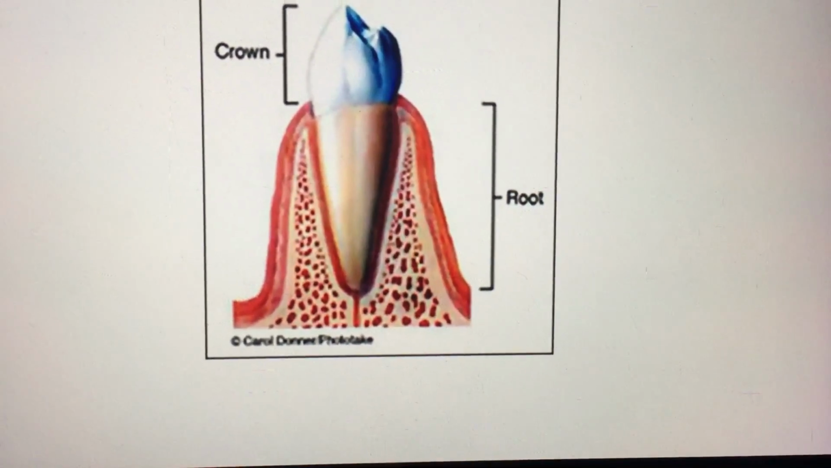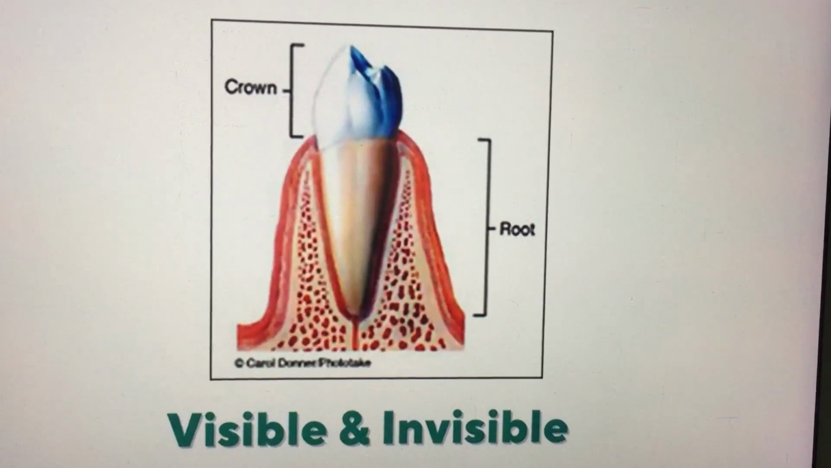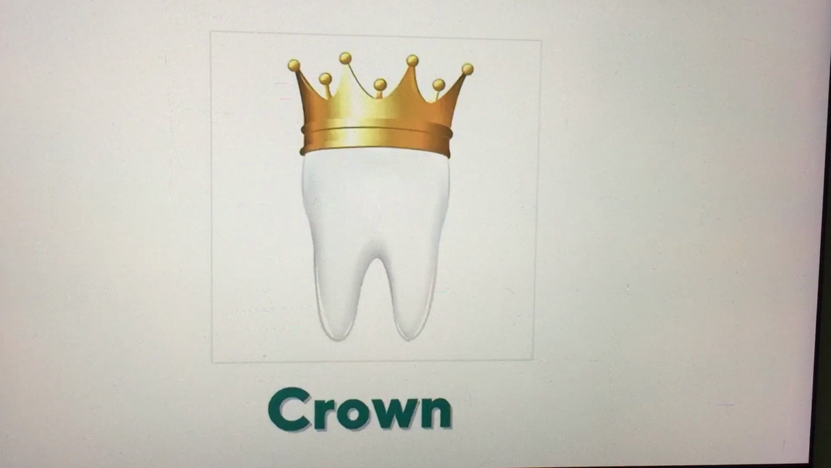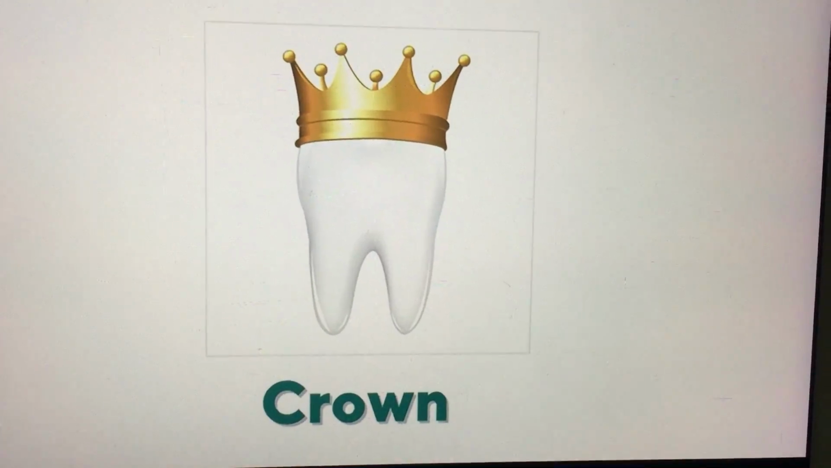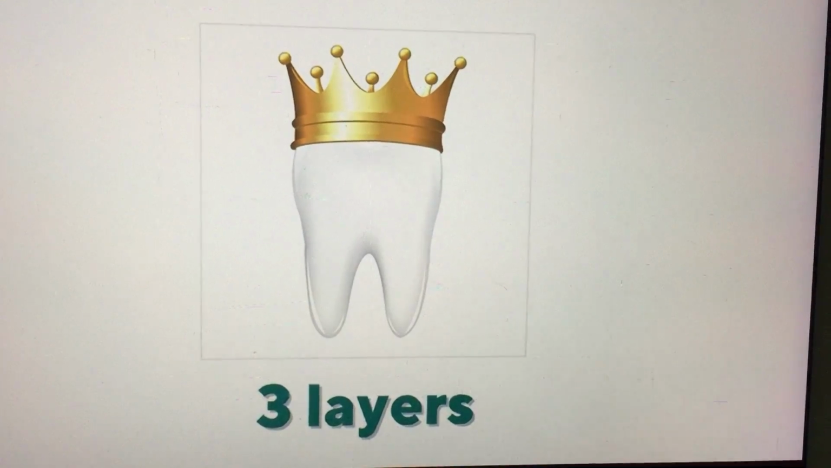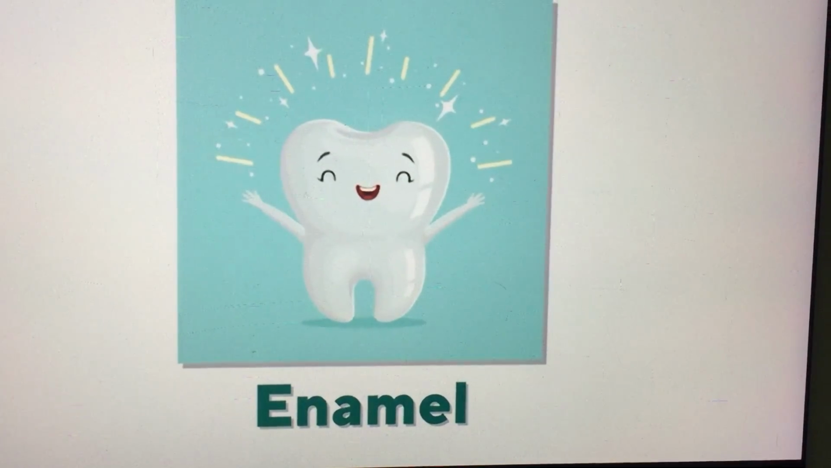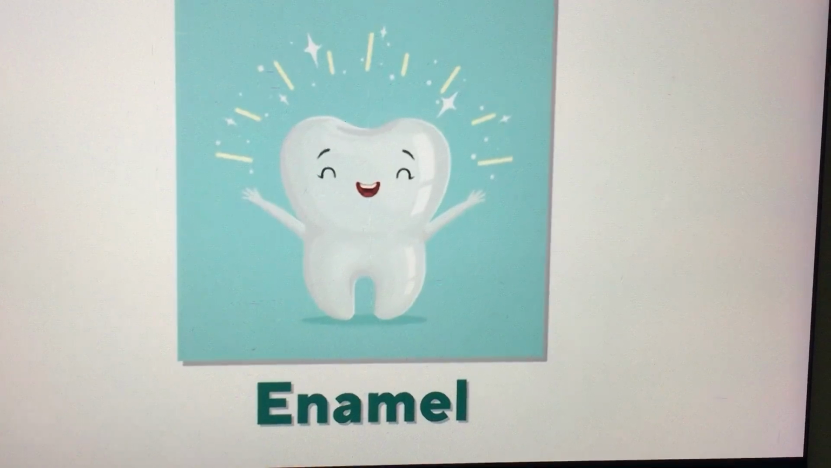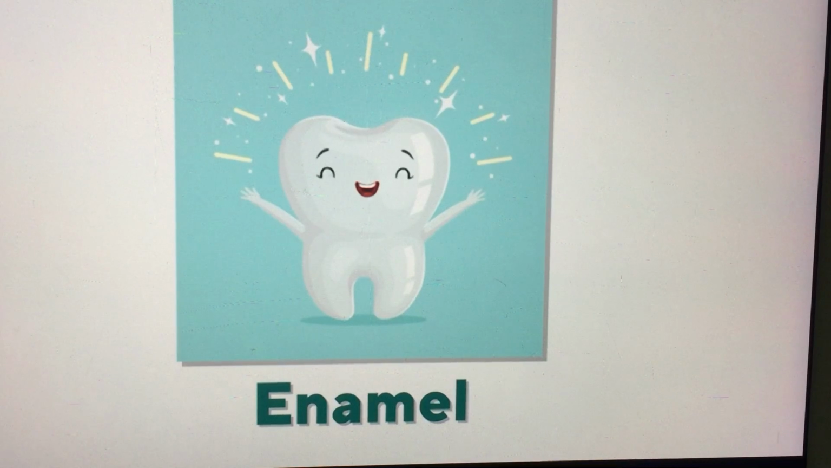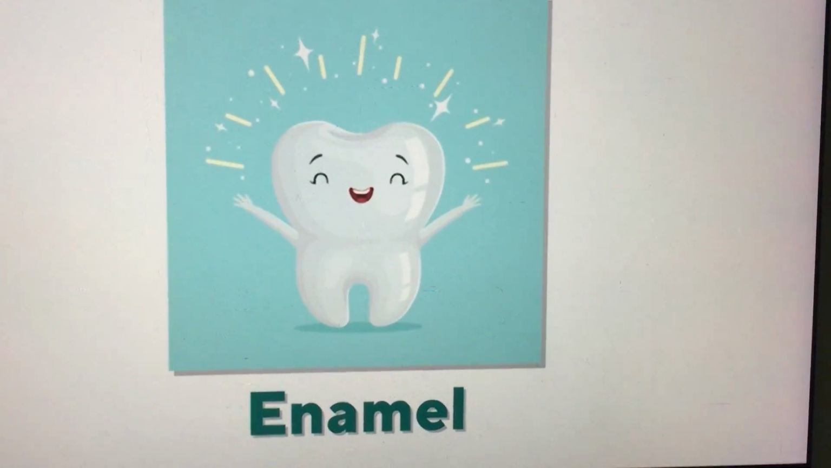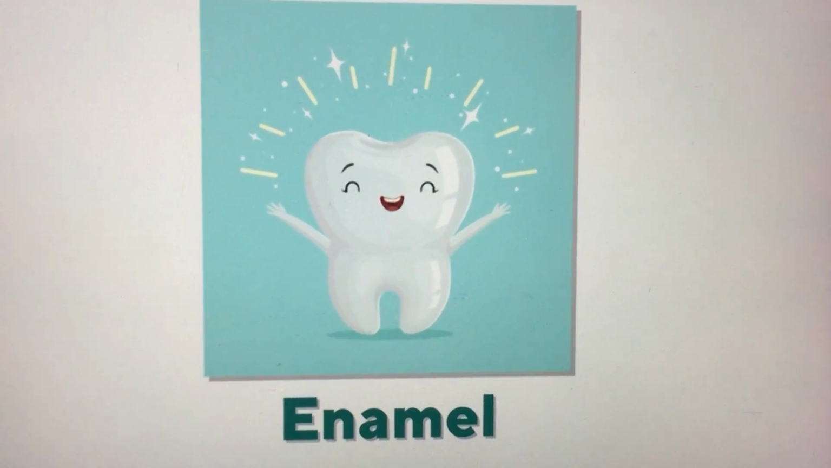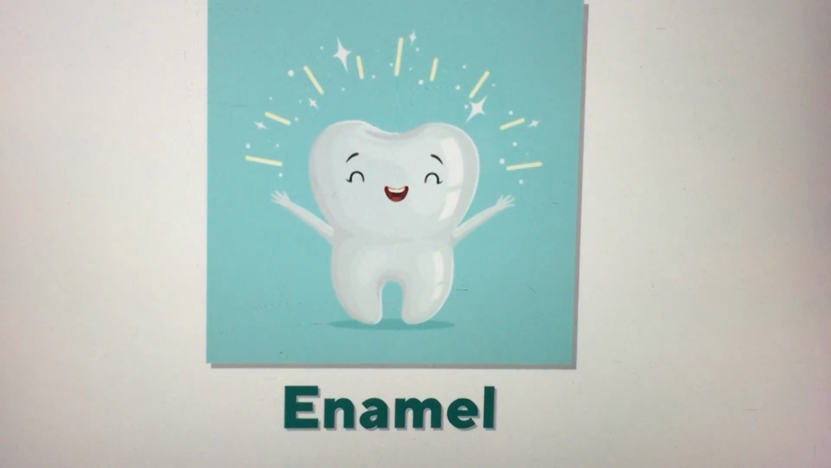We have 2 parts, the visible part and the invisible part. The visible part contains the crown. The crown has 3 layers. The first layer, or the topmost layer, is the enamel. Each tooth is covered with a hard white layer called enamel. You know, this is the hardest substance in your body. Enamel is responsible to protect your teeth from decay. It gives color to your teeth.